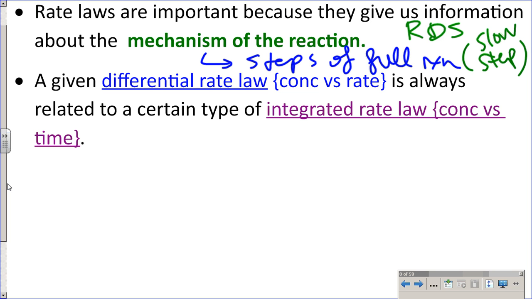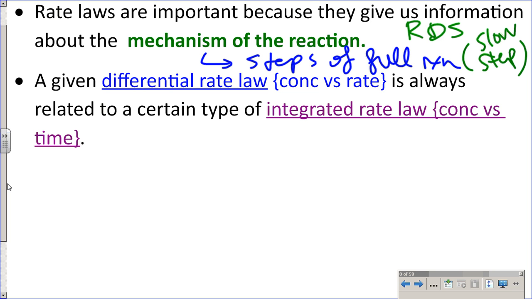Okay, so today we're focusing on the concentration and the rate, the differential rate laws. Tuesday, we're going to focus on the integrated rate laws, which is using time as a factor, as a variable. So those are the two types of rate laws we'll deal with.